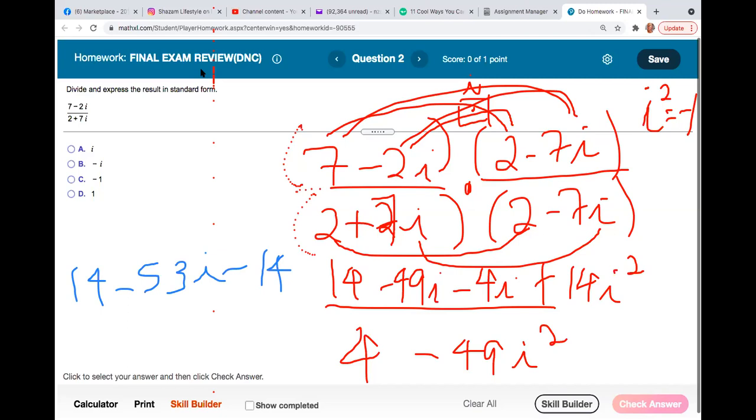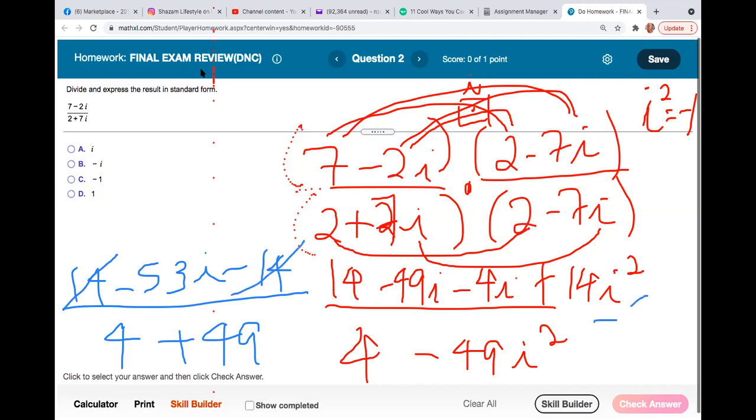Now in the denominator, you're going to have 4 plus, why a plus? Because you have minus 49i squared. That negative 49i squared will become a positive 49, since negative 49 times negative 1 is a positive 49. So now in the numerator, the 14 takes away 14, leaving you with negative 53i over 53, and this simplifies to just negative i. And that's it, guys. That's it for this one.